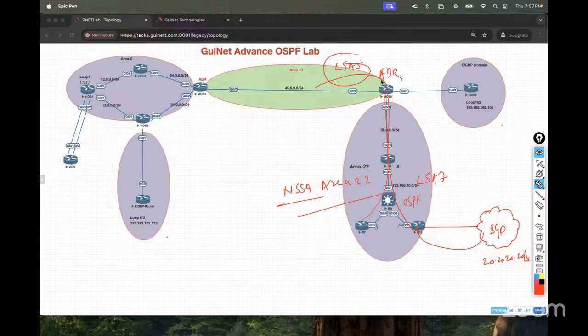I hope you guys understand about the LSA 7 as well. Please let me know if you do not understand it. Please feel free to ask me. Okay, good. I can see everyone understands. Very nice. All right. Now we have another LSA.